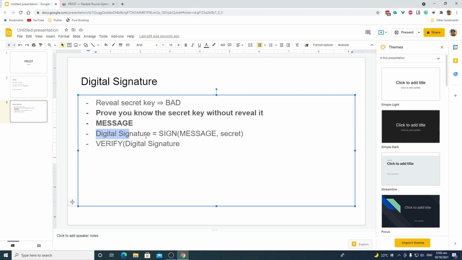So verify takes the digital signature. The purpose of the verification function is to make sure that you are really the person who has signed that message. So it obviously takes the signature. It also takes the message, because we said that the signature depends on the message. But this time it doesn't take the secret, because the guy who receives the signature does not know the secret. He knows your identity, so he knows the public key.